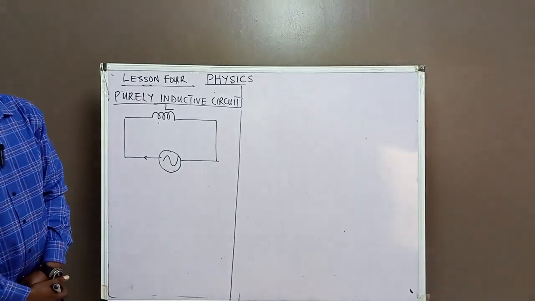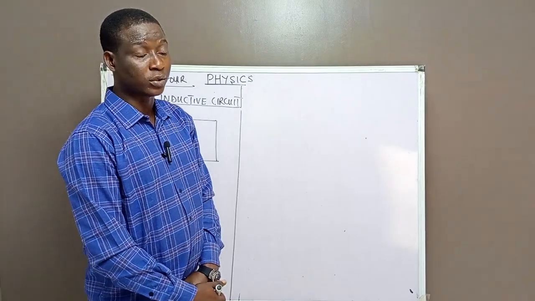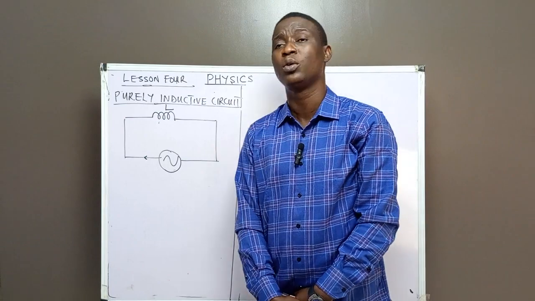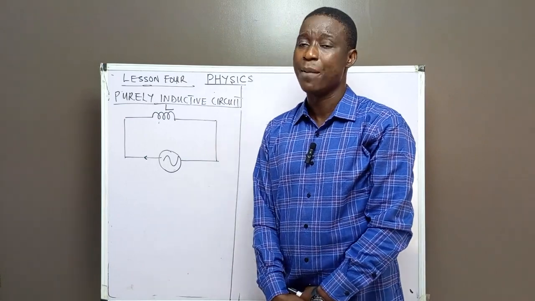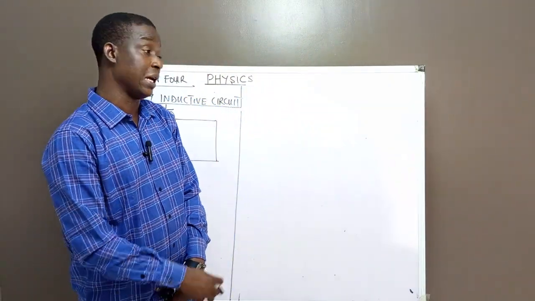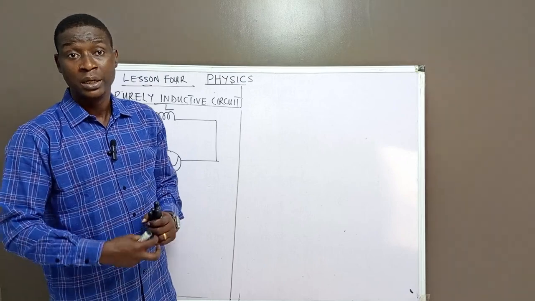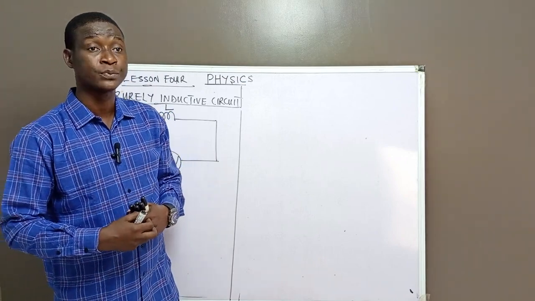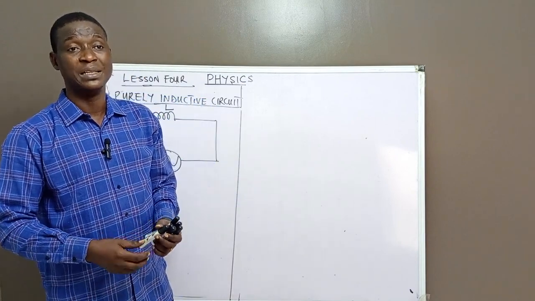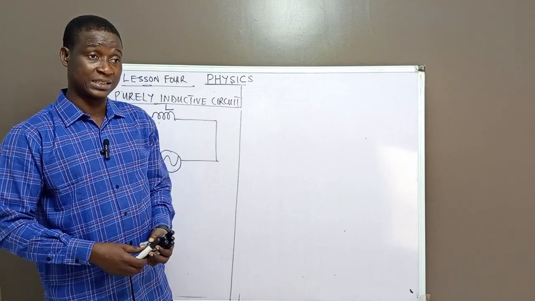We are on to lesson 4, and in this lesson we want to talk about the purely inductive circuit. In the purely inductive circuit, we are going to be looking at it in a different dimension compared to the capacitive circuit. Now, a purely inductive circuit is a circuit in which an inductor of some inductance is connected directly to the AC source. The AC source can be an AC generator or an AC alternator.